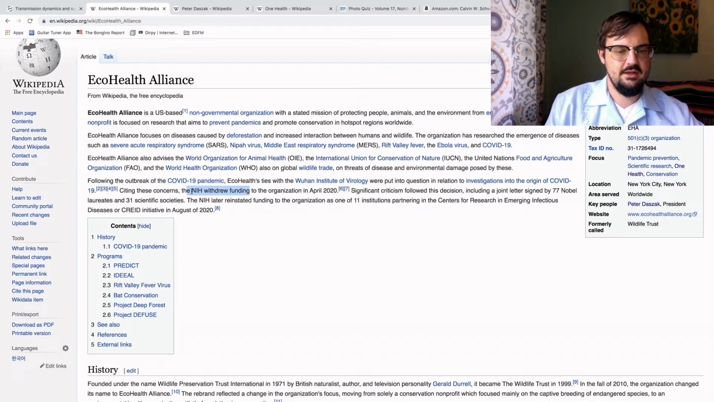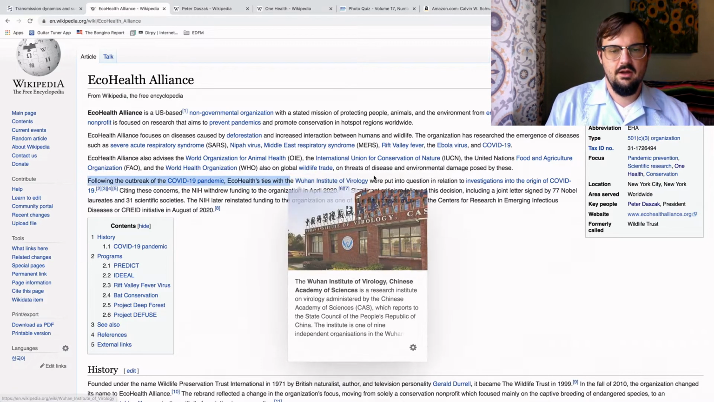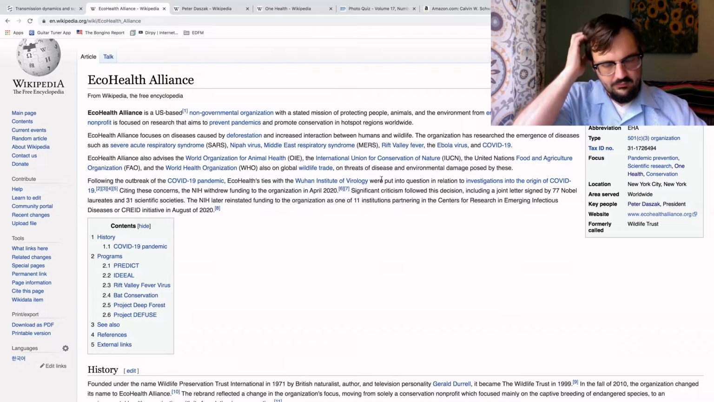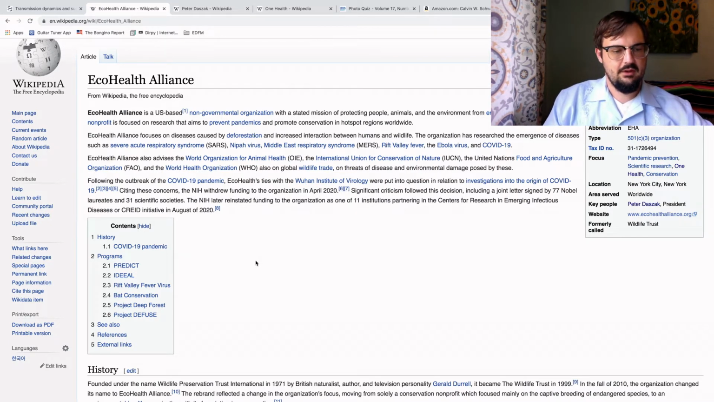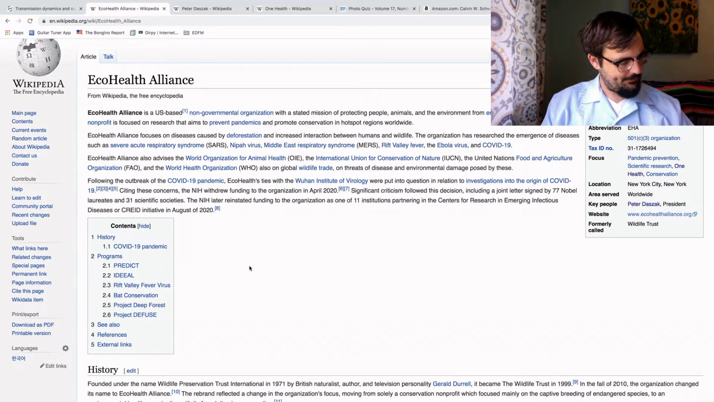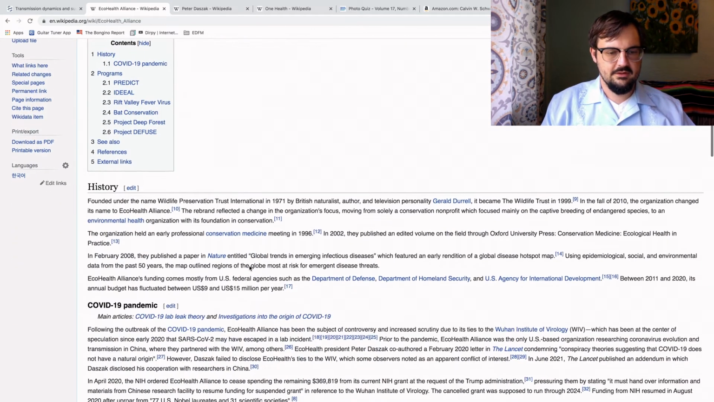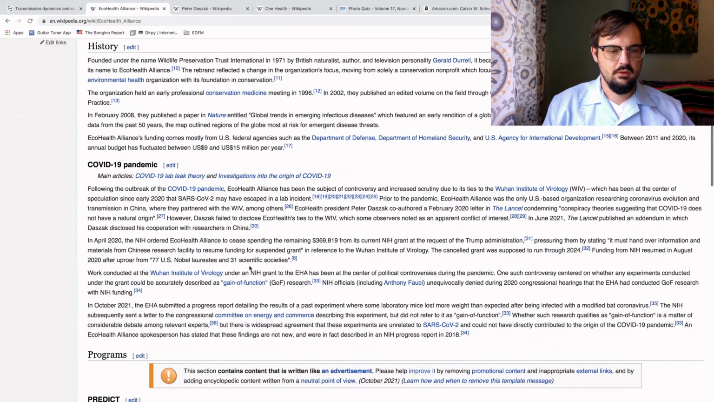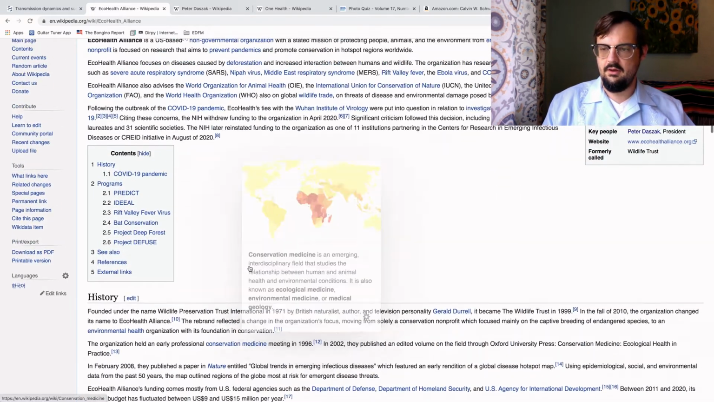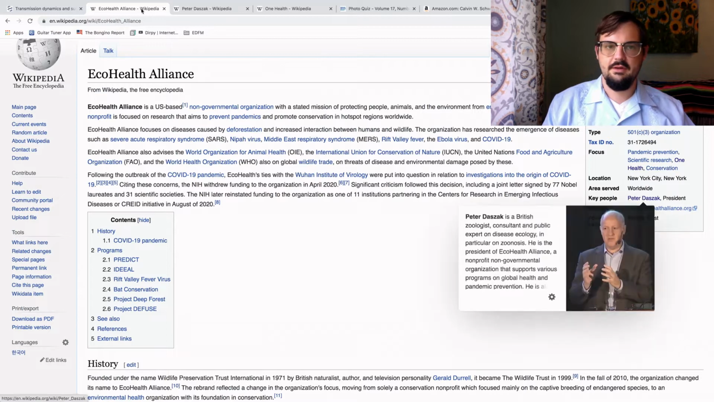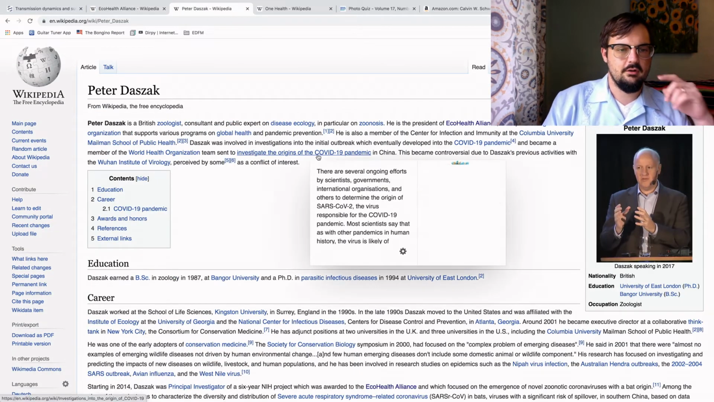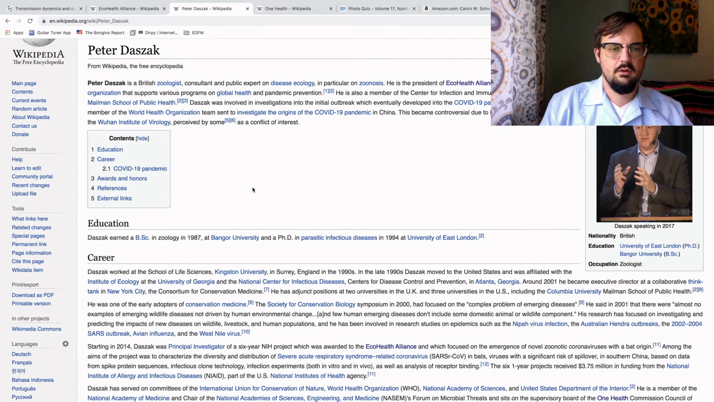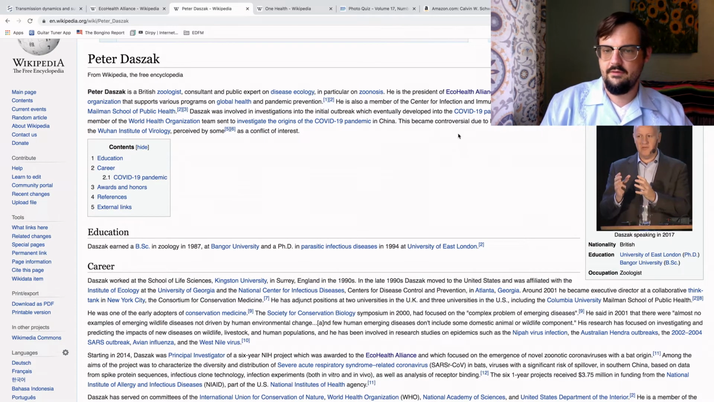So first of all, the NIH funds this group. The NIH also funds the Wuhan lab, and they decided to stop that, but then they brought it back. Okay, you can read about this on Wikipedia if you'd like. I'm just going to go on to their president, Peter Daszak. We've got another Wikipedia article on him. So he's the president of all this.